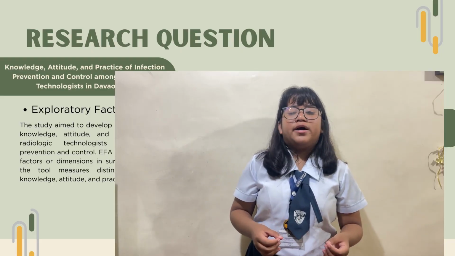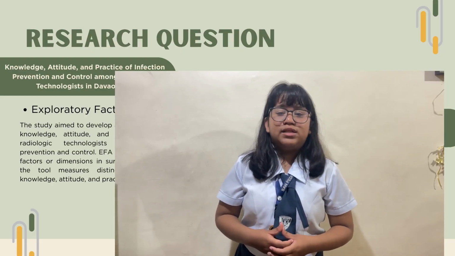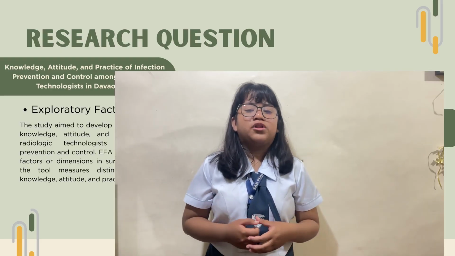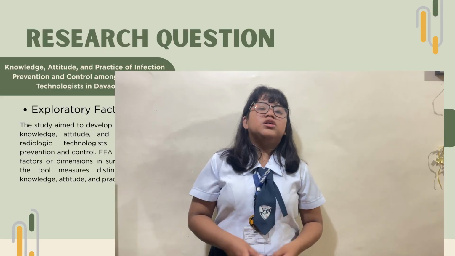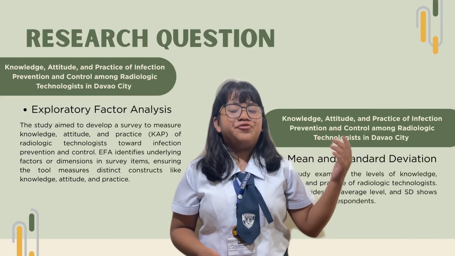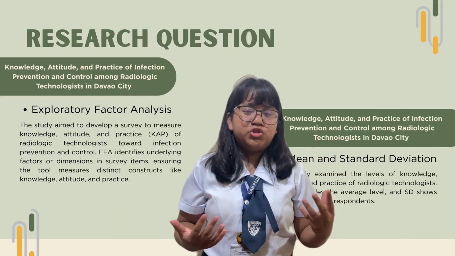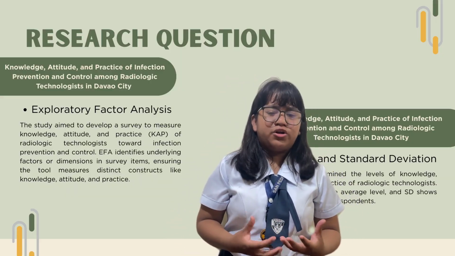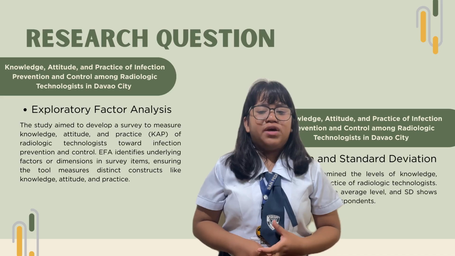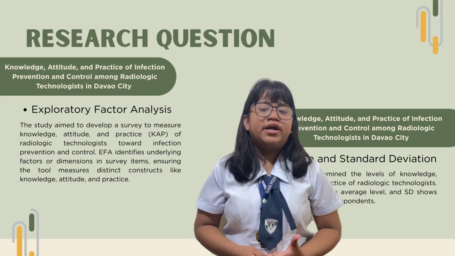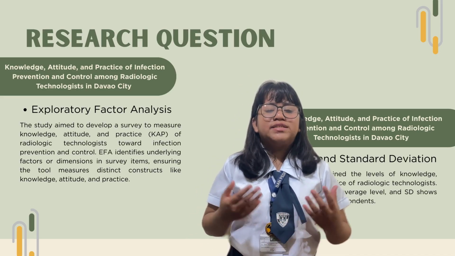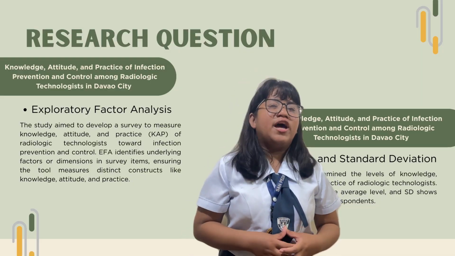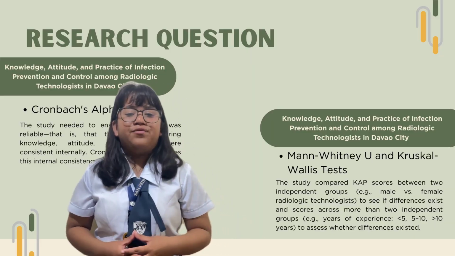So since our data came from Likert scales and scored knowledge items, the exploratory factor was the most suitable approach. We calculated the mean and the standard deviation for the knowledge, attitude, and practice scores. The mean tells us the overall level of each factor among the technologists, while the standard deviation shows how consistent their responses were. So this helped us understand not just the average, but also the variation in their knowledge and practices.